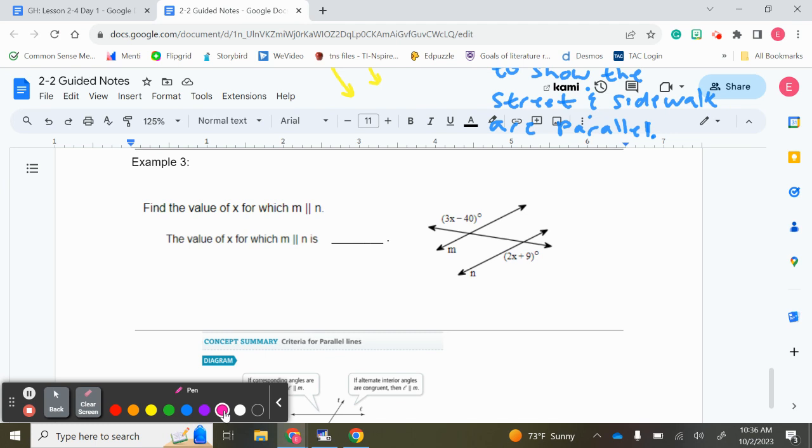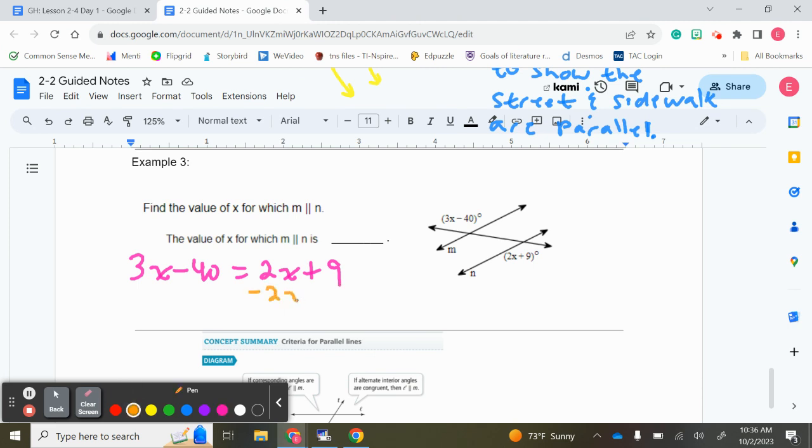All right, let's take a look at example 3. It says find the value of x for which m is parallel to n. Okay, so first off, what types of angles do we have here? Who can tell me? Alternate exterior. And alternate exterior angles have to be what? Congruent. So I'm going to take 3x minus 40 and set that equal to 2x plus 9, and I'm going to solve for x.